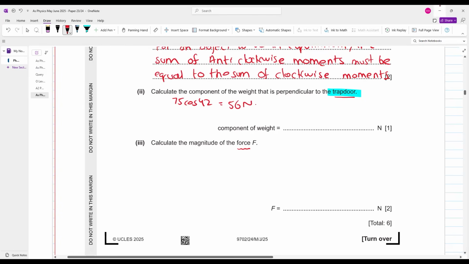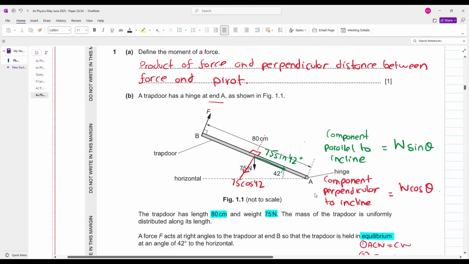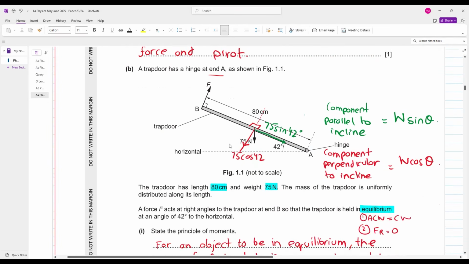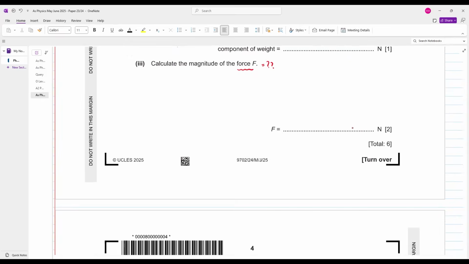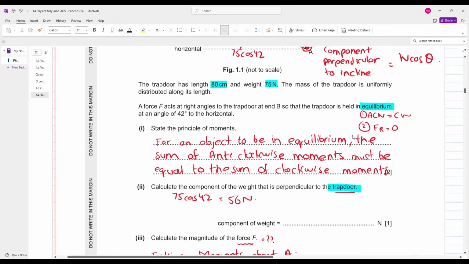Now you have to determine the magnitude of force F. How will you do that? Very easy. Let's take moments about point A. Taking moments about A. If you take moments about point A, what will happen?